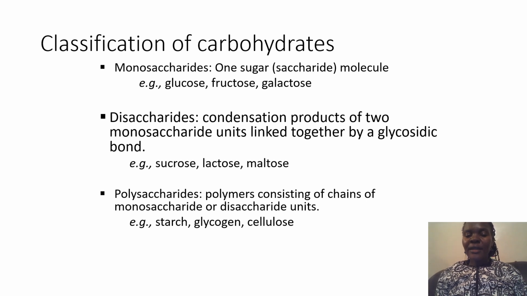There is another class which I didn't include here, the oligosaccharides, but they are now accommodated in the class of the polysaccharides. Polysaccharides, from the name, are polymers of those monosaccharide or disaccharide units. It is now a length of those monosaccharide or disaccharide units which are still linked by the glycosidic bond. The common ones, known as the homopolysaccharides, are starch, glycogen, together with cellulose.